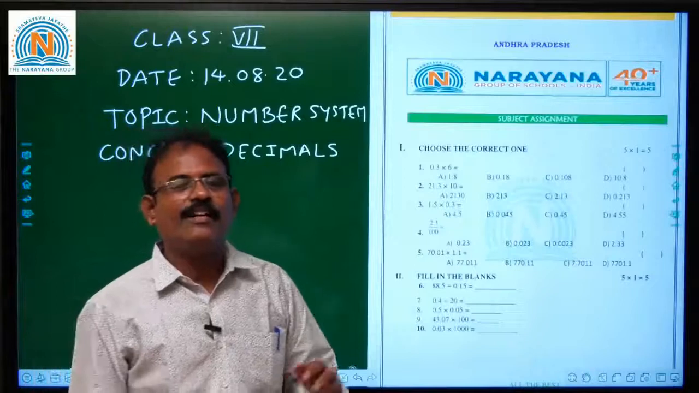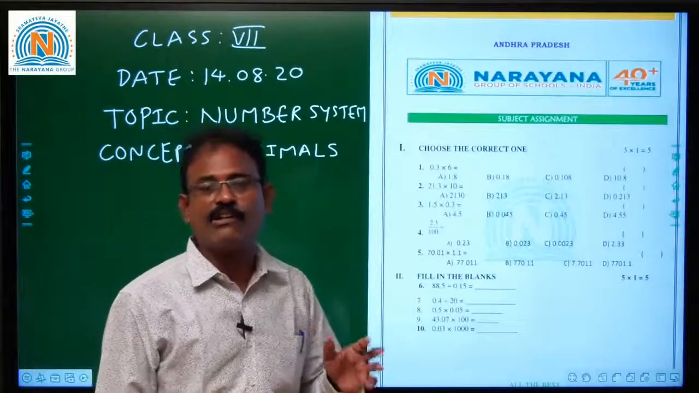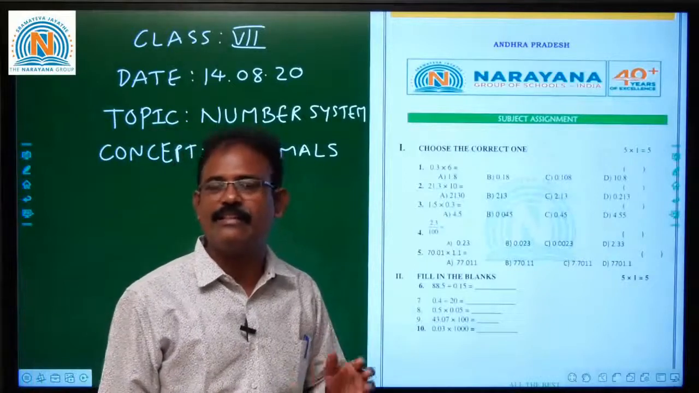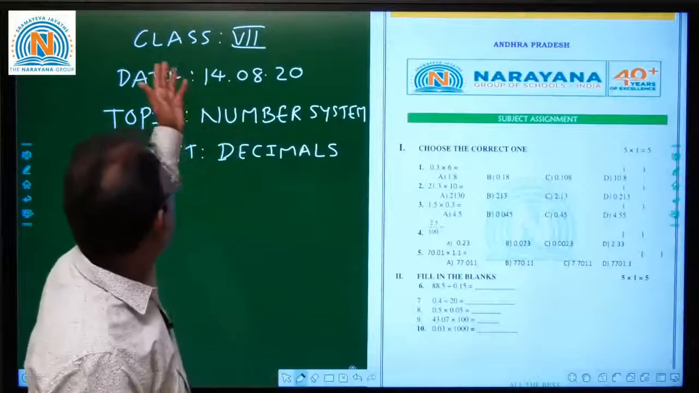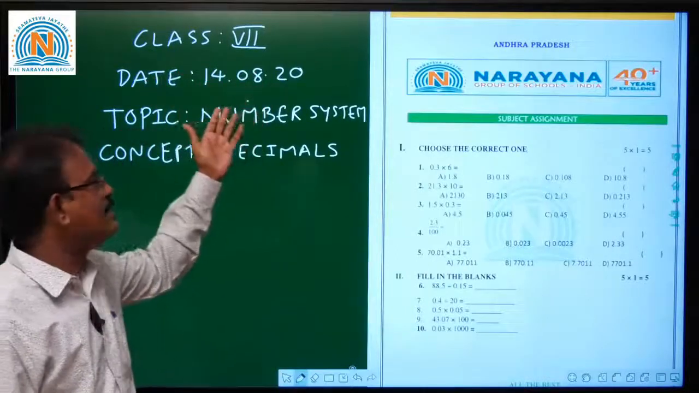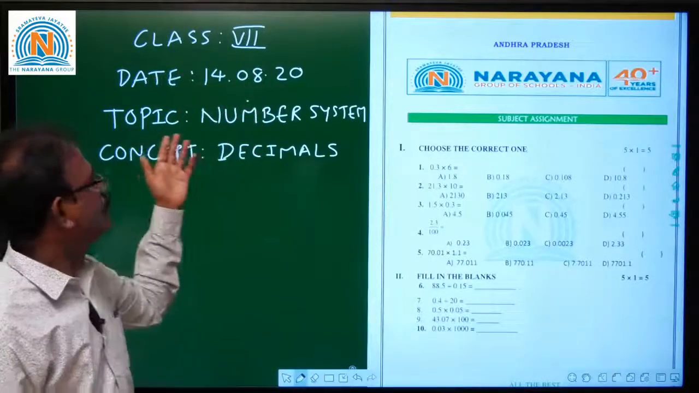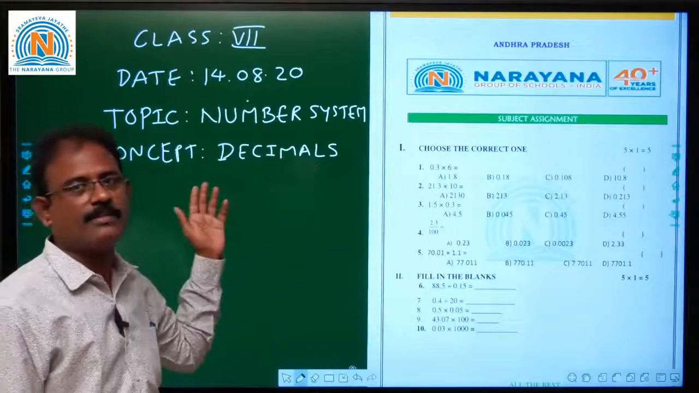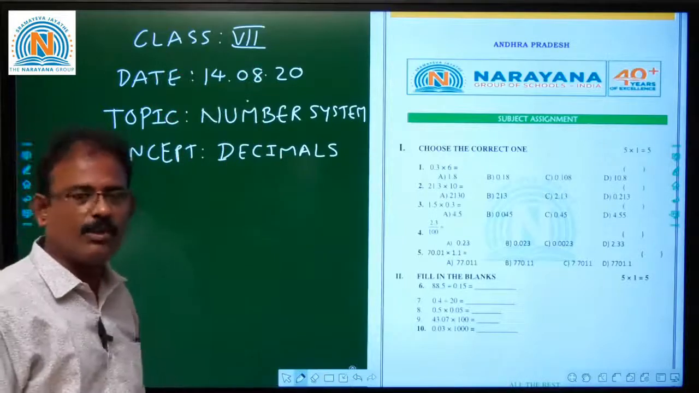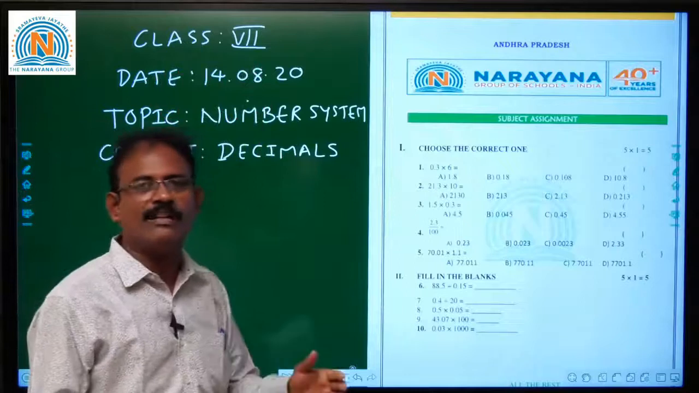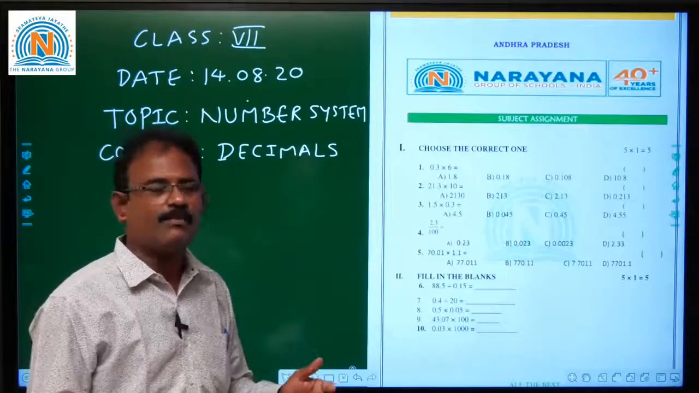So today we are going to explain the key explanation for class 7th 14th dated assignment number 3. If you observe, the topic is number system and the concept is decimal numbers. Problems on decimal numbers: how to multiply and how to divide decimal numbers.